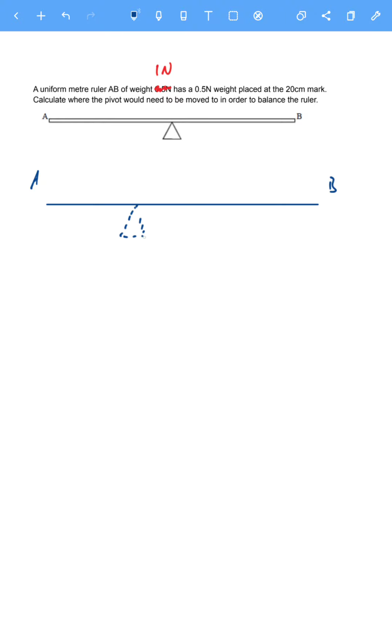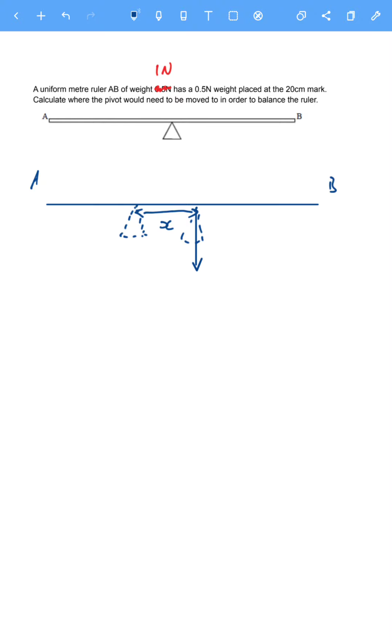And what we need to do is calculate where it would need to be moved. So you should have calculated either how far it needs to be moved from its central position or its new position on the ruler itself. So from the center of its original position, I'm going to call that distance X. And then the ruler itself from the center has a weight of 1 newton. So let's sketch that in.